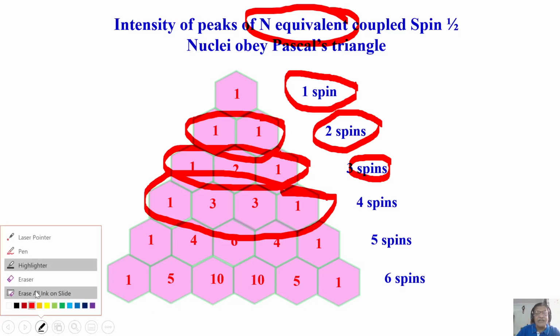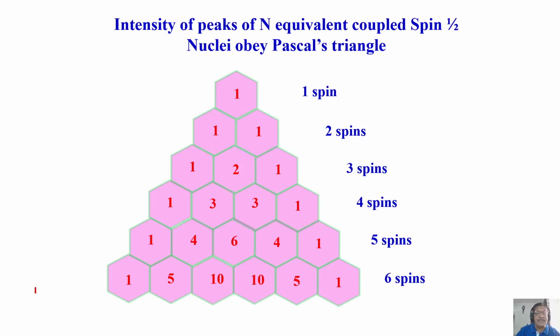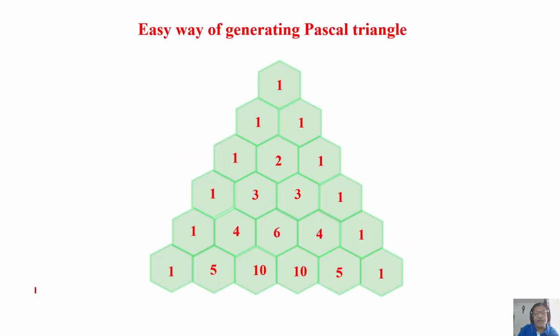This is called Pascal's triangle. Pascal's triangle simply gives you the intensity of the coupled proton when it is coupled to a group of equivalent spins. Remember, a group of equivalent spins will give the splitting pattern to another proton; they themselves will not split. So how do you generate this Pascal triangle? Very easy. You don't need to worry about anything.